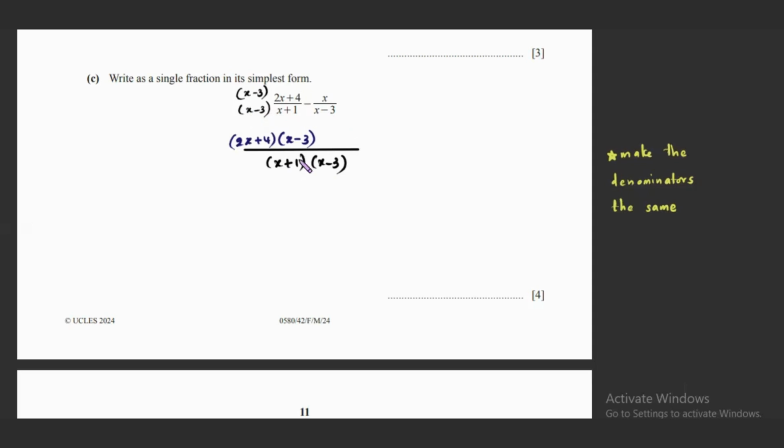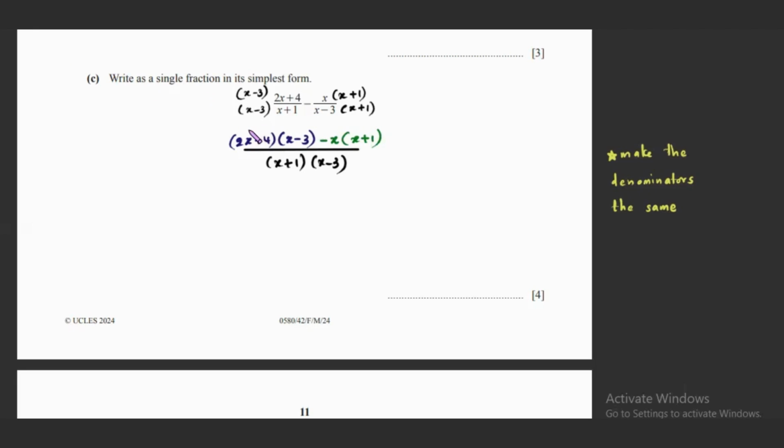For these two fractions to have the same denominator, I need to times this with x plus 1. I need to do the same thing to its numerator as well, which means I have minus x here. So using this minus x, I need to times x plus 1. Now I need to solve this by expanding it. So first I need to expand it.